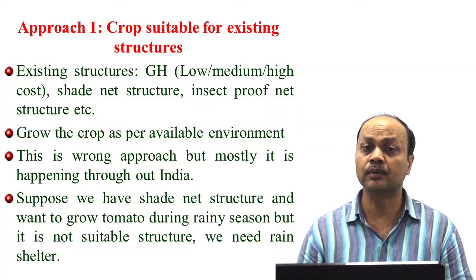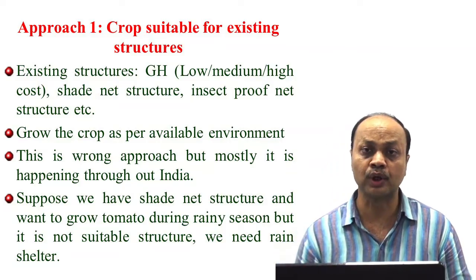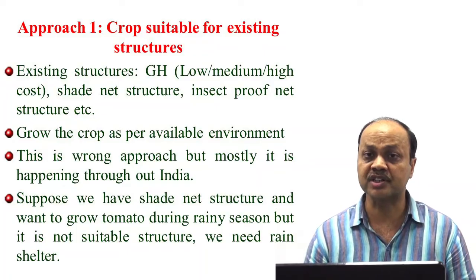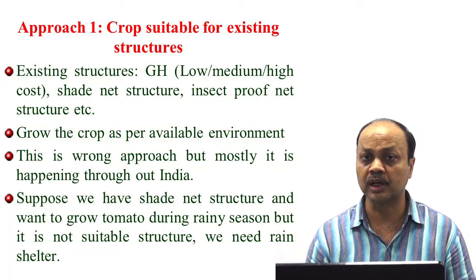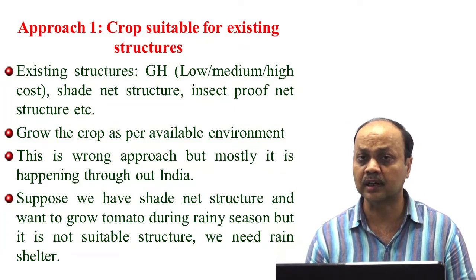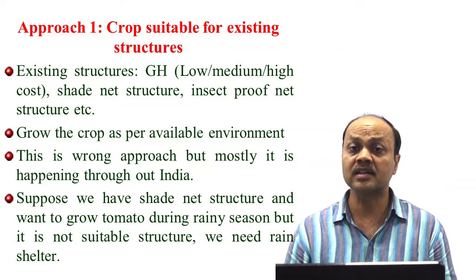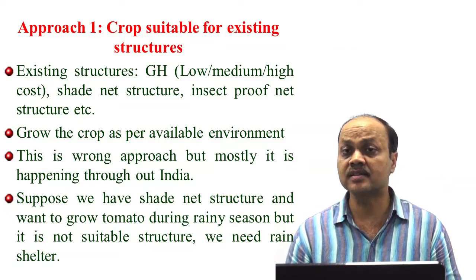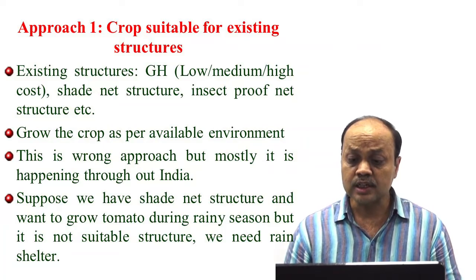In the approach of a crop suitable for the existing structure, any farmer or entrepreneur who is growing a crop has a protected structure. Suppose he has a greenhouse, maybe low cost, medium or high, or a shade net structure or insect proof net structure. Based on the environment condition inside the structure, he selects the crop. So this is the wrong approach.